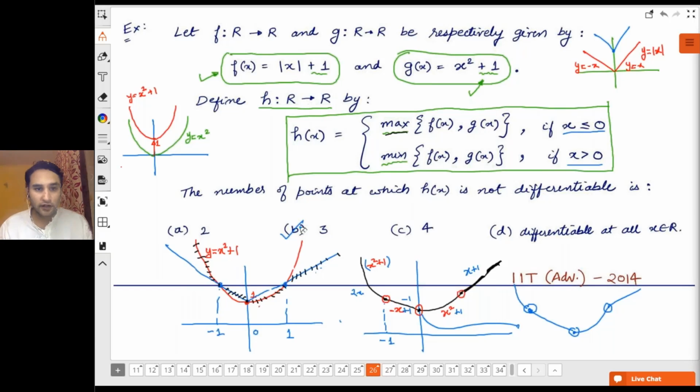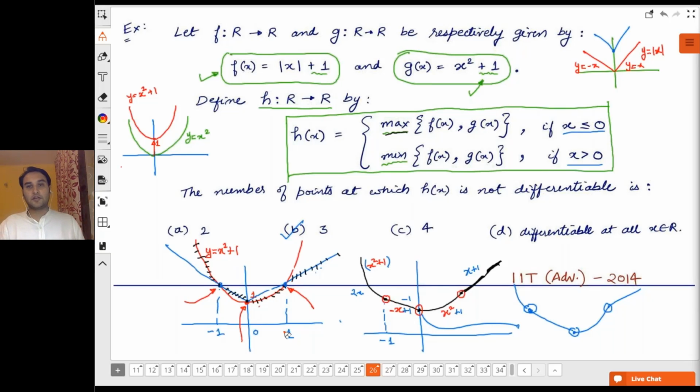Cool. Got it? So what are the sharp corners? Again, I'll repeat. There is a sharp corner here. There is a sharp corner here. And there is a sharp corner here. Why? A curve, a straight line. A curve, a straight line. A straight line, a curve. That's it. As simple as that.